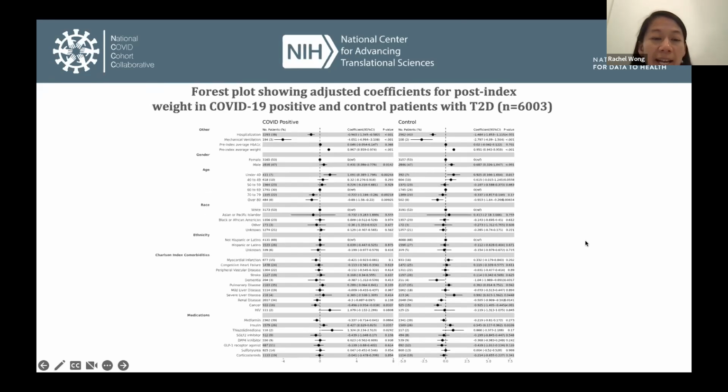And this is the same plot, but for the post-index weight. So looking at hospitalization, there was a negative 0.9 kilogram loss in those who were hospitalized with COVID, and a 4 kilogram weight loss in those who required mechanical ventilation. And we actually see a similar pattern in the control patients who were hospitalized for other reasons. They also lost weight, with more weight loss among those who required mechanical ventilation.